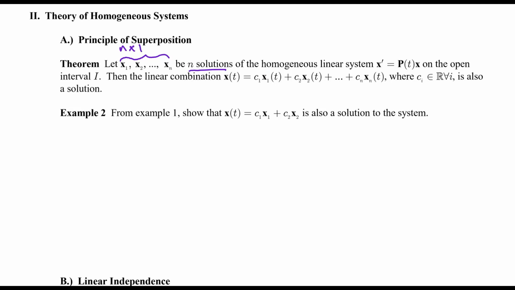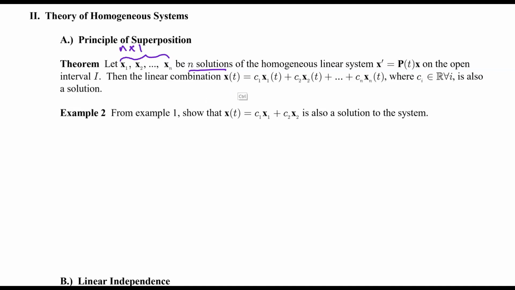Then the linear combination, notice regular x, no subscript, x of t equals c sub 1 times x1 of t plus c sub 2 x sub 2 of t up to c sub n x sub n of t, where the coefficients c sub i are elements of the real numbers for all i. That is also a solution. So this should remind you again of finding linearly independent solutions to a differential equation. If we have multiple solutions to a differential equation, then the linear combination of those solutions is also a solution. That's exactly what this is saying. We're just applying this to a whole system of differential equations as opposed to a single one.